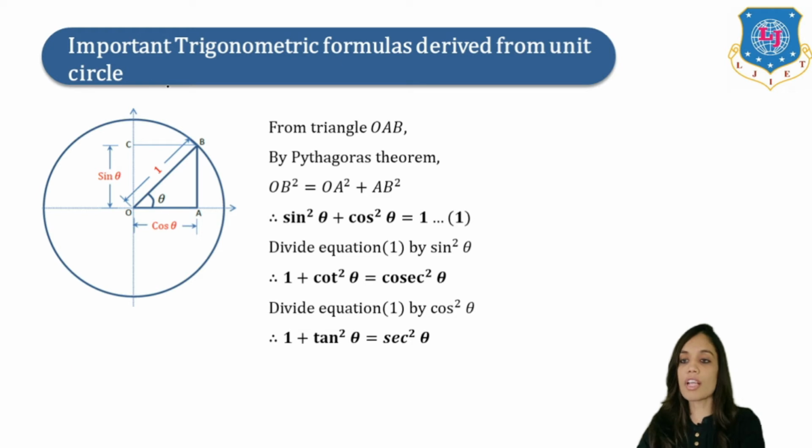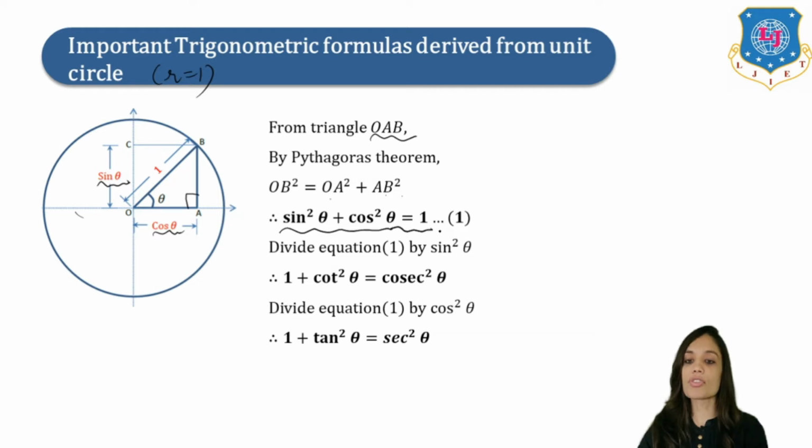Now let us study some important trigonometric formulas which can be derived using the unit circle. Unit circle means a circle having radius 1. Fine. So again let us draw the circle of radius 1. And let us take this triangle again, that is triangle OAB. This is a right angle triangle, so we can use our Pythagoras theorem. From that we can write OB square is equal to OA square plus AB square. Now we have just studied that this can be denoted by what? Sine, because it is the y coordinate, and this can be denoted as cos. So just replace the OA and AB by cos and sine. So we have derived that sine square theta plus cos square theta is equal to 1.